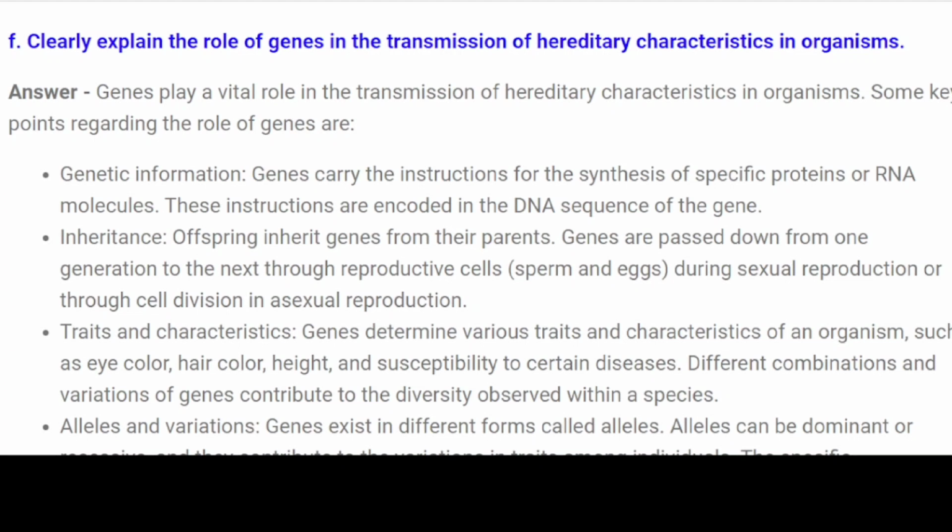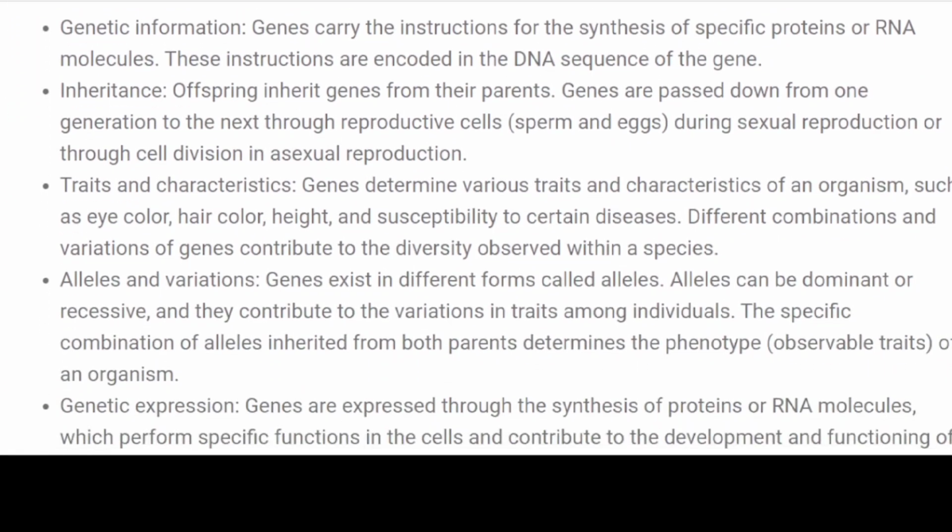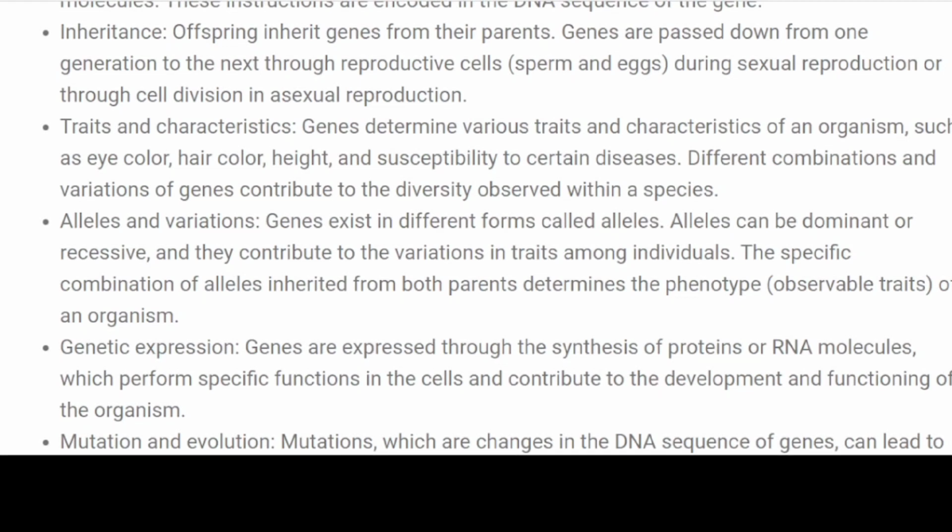Genes are passed down from one generation to the next through reproductive cells, sperm and eggs, during sexual reproduction or through cell division in asexual reproduction. Traits and characteristics: genes determine various traits and characteristics of an organism, such as eye color, hair color, height, and susceptibility to certain diseases. Different combinations and variations of genes contribute to the diversity observed within a species.